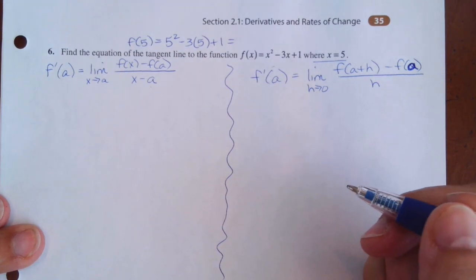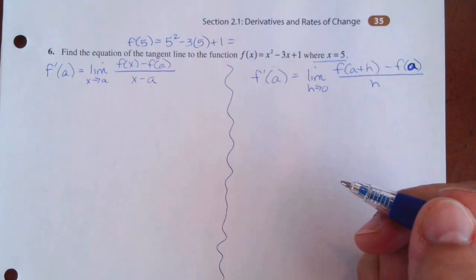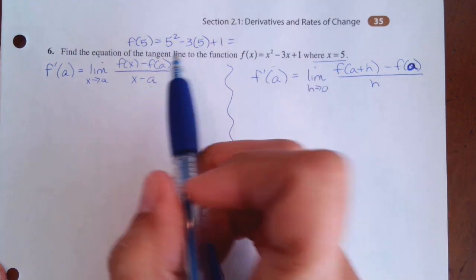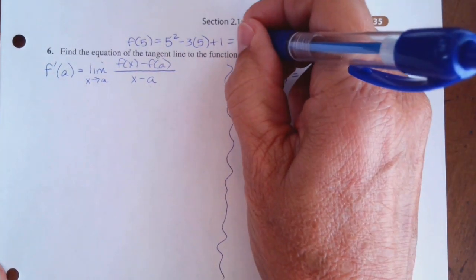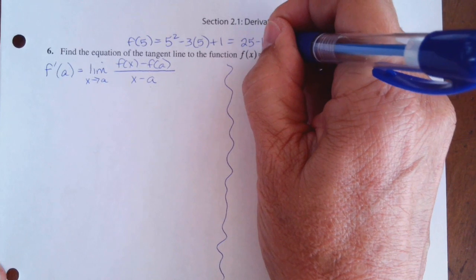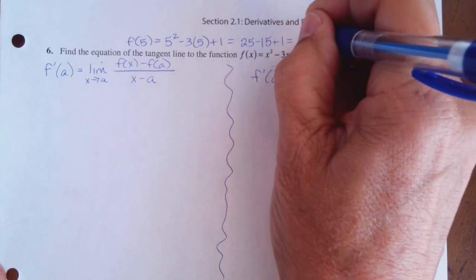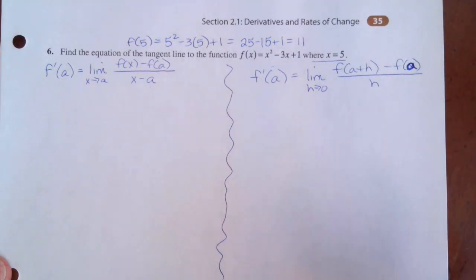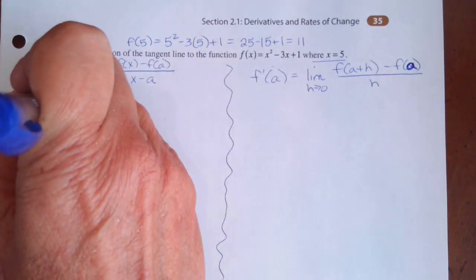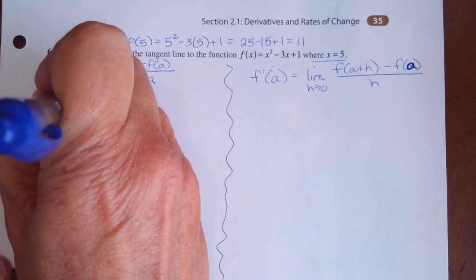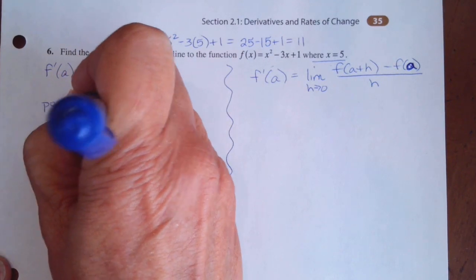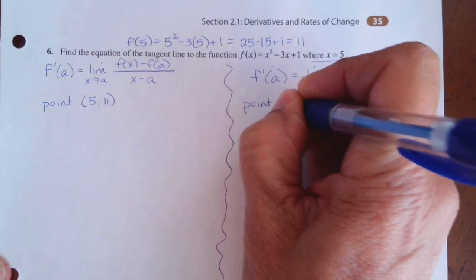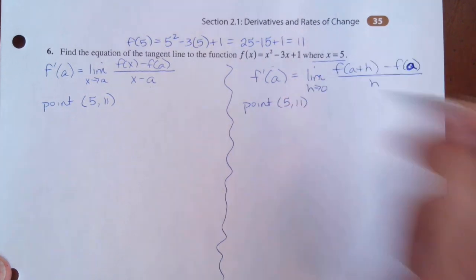Okay? So I'm just going to plug that in there and see what I get. So this is 25 minus 15, that's 10 plus 1, so I get 11. All right, so I have the ordered pair. So I know that the point that I'm working with is the point 5, 11. Right? So I know that on both of these, I need to know the point.